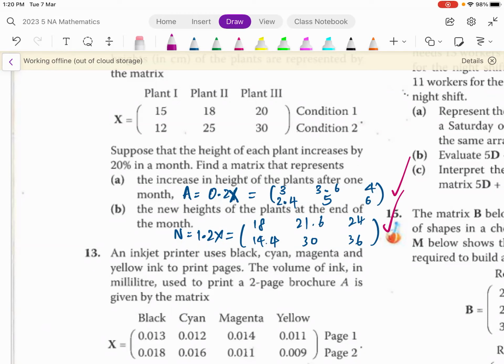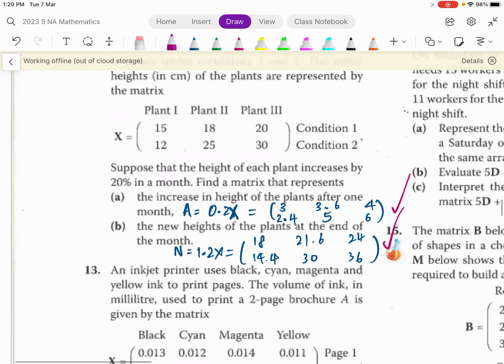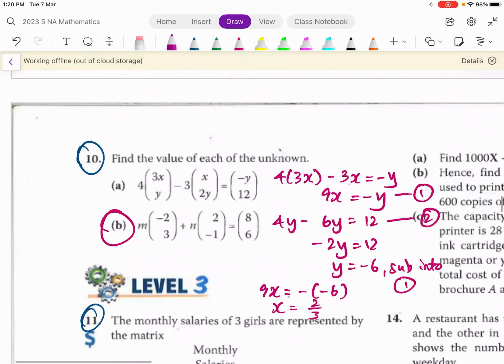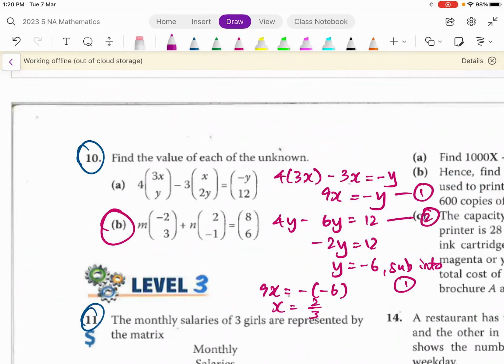What is this? What is this over here? No, I didn't do anything like this. Question 10. See, I never did anything like this. This will not give you any marks. Because I expanded. How do you expand?